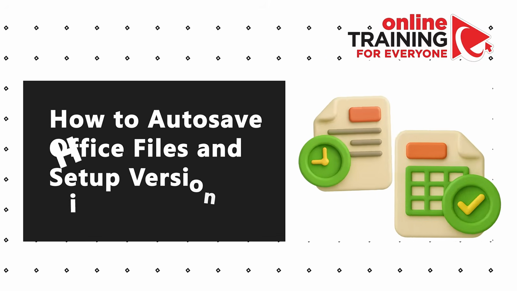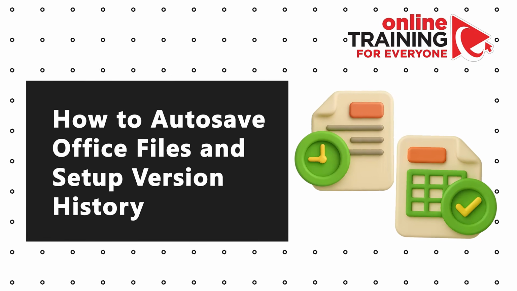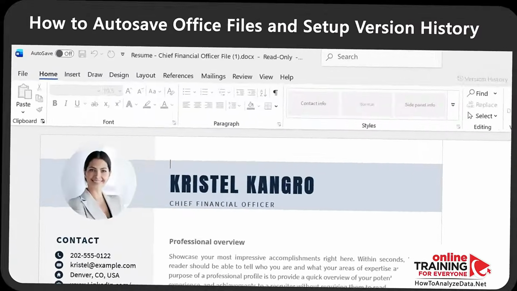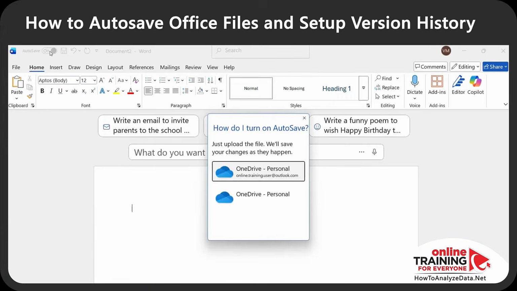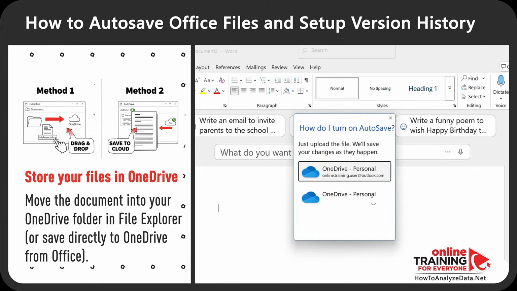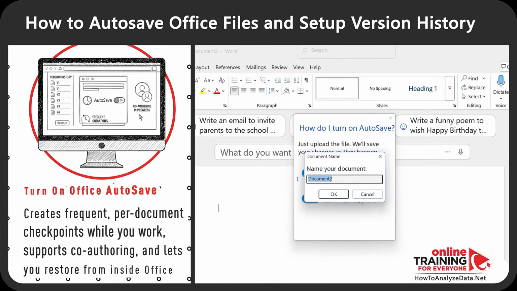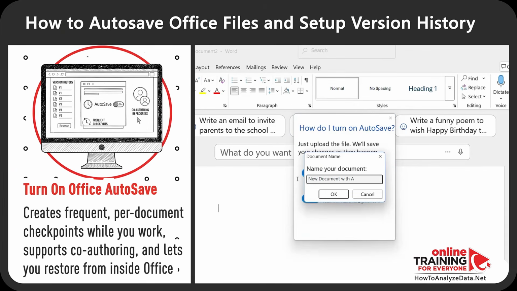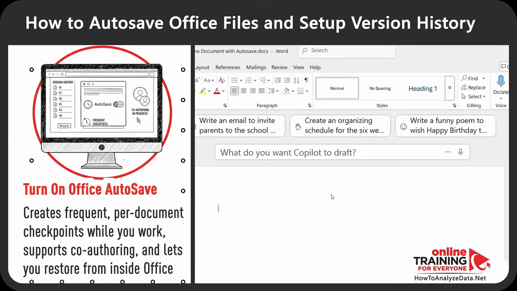I'll take you step by step how to turn on autosave in Microsoft Office files and set up version history. When you create a new document in Microsoft Office, you can turn on autosave in the upper left corner. The best way to ensure autosave is to store your file on OneDrive. The biggest benefit of autosave in Microsoft Office is that it creates frequent per-document checkpoints while you work. It supports co-authoring, and it lets you restore from inside Microsoft Office.